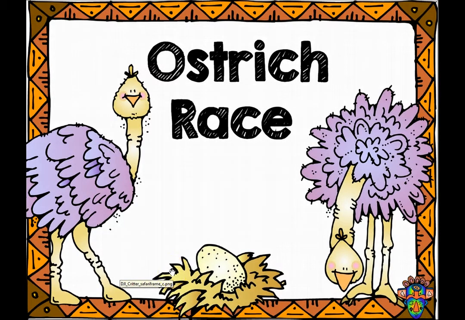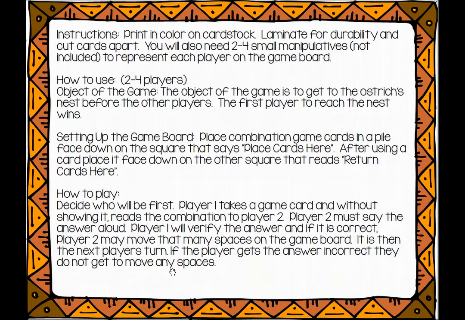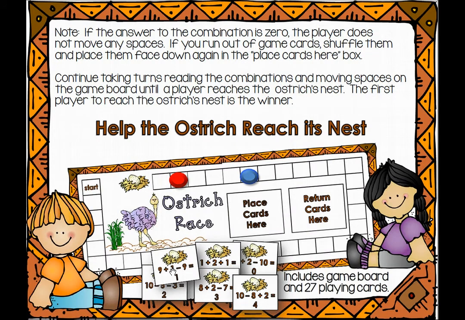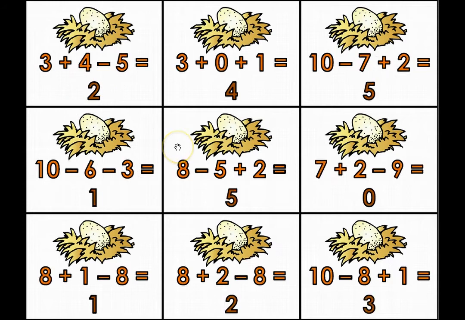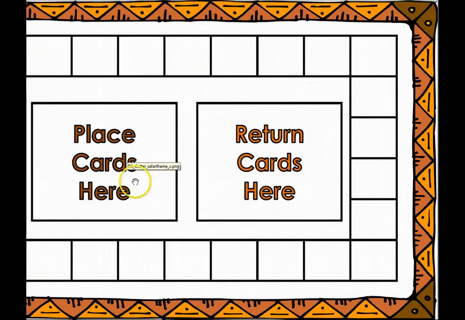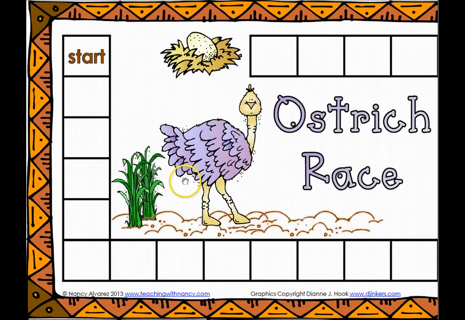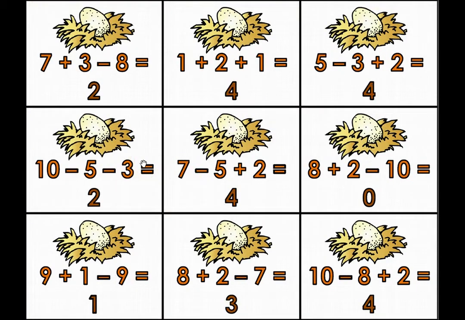This next activity is called Ostrich Race, and it is a board game. And this is what it will look like when you put it all together. And it's an addition and subtraction fact game, and it has different combinations of addition and subtraction. And the way it will work is you print all these cards out, and they will put them on the game board here. And it has the instructions, but I'll just tell you quickly.